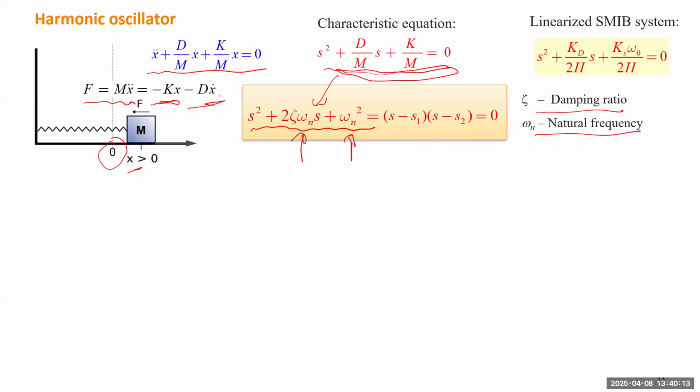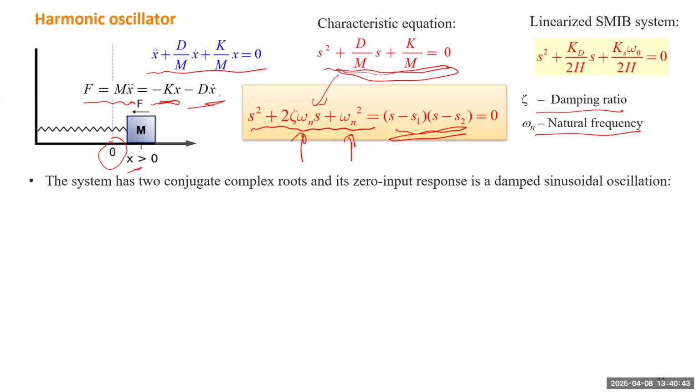Another way to obtain zeta and omega n is to solve for the two solutions, the two roots of this second order characteristic equation. If this equation describes an oscillating system, s1 and s2 here are both complex, not real. If s1 and s2 are both real, this system cannot oscillate. So s1 and s2 have to be a conjugate pair of complex roots, which correspond to the eigenvalues of the system.